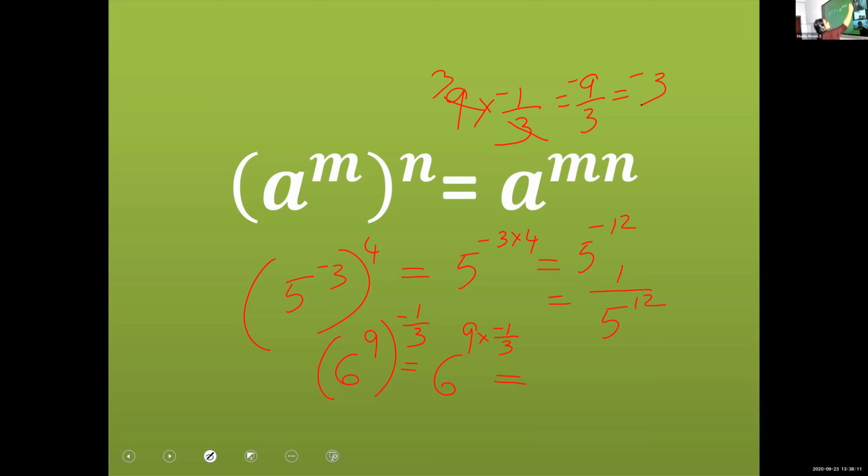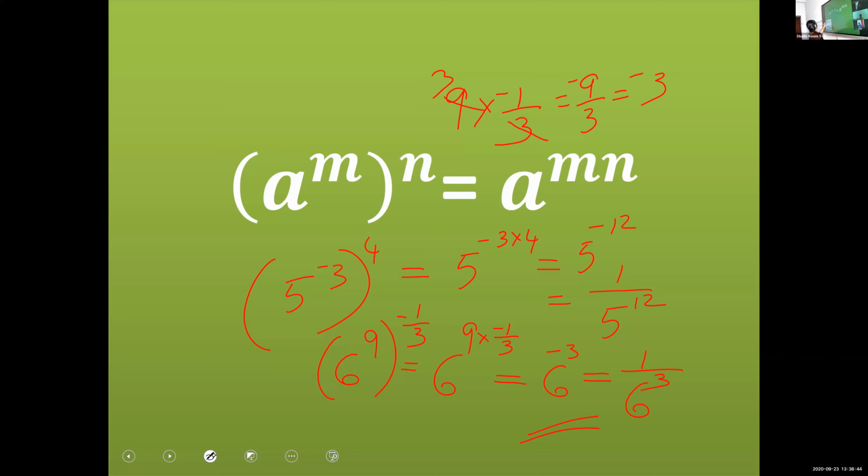Amaljit, understood? Yes, ma'am. You can cancel 3, so it is negative 3. So 6 raised to negative 3 is equal to what, Amaljit? It is equal to 1 by 6 raised to 3.